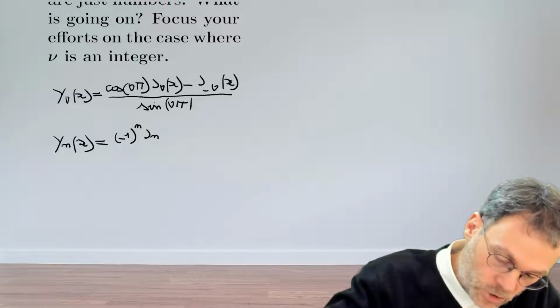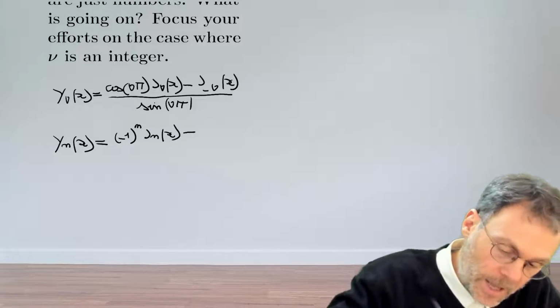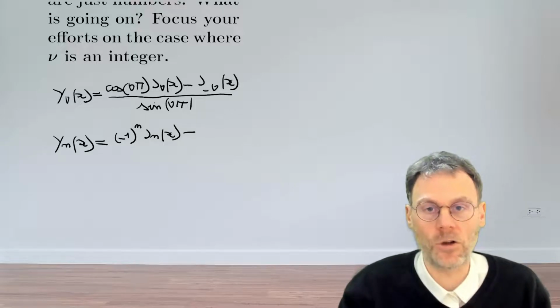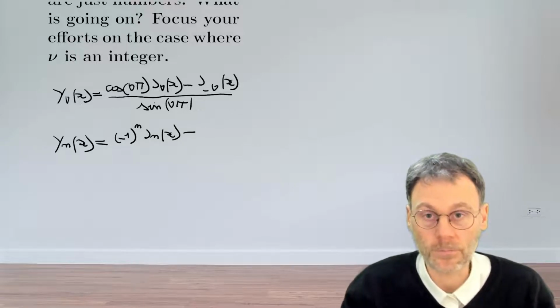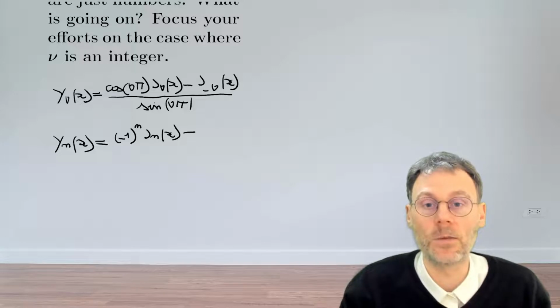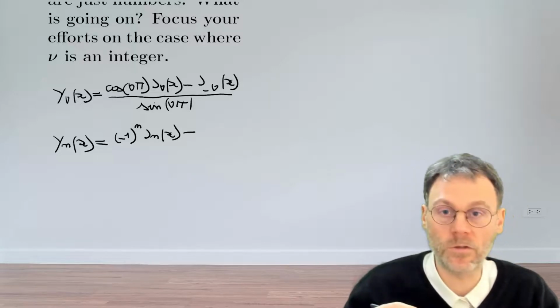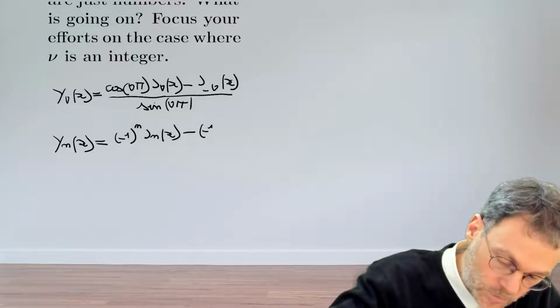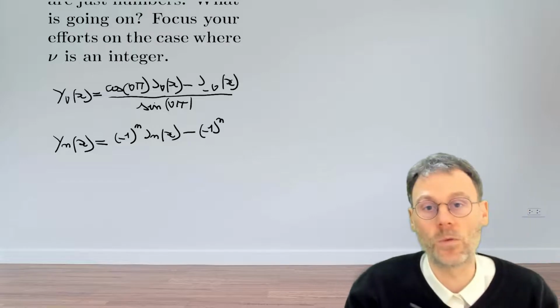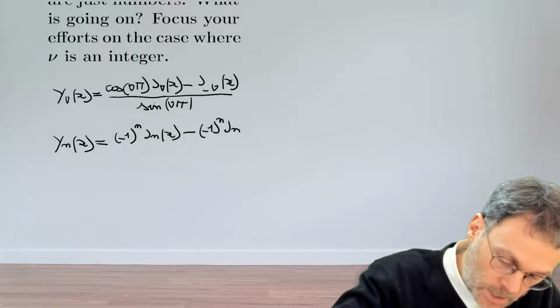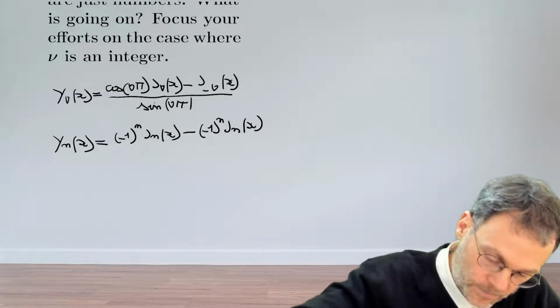Then we have J n of x. And then we have minus, and then a Bessel function of a negative order. Now we know what the relationship is between negative orders and positive orders of Bessel functions. In a previous exercise, we've shown that this is just minus 1 to the power of n times J n of x. Good.